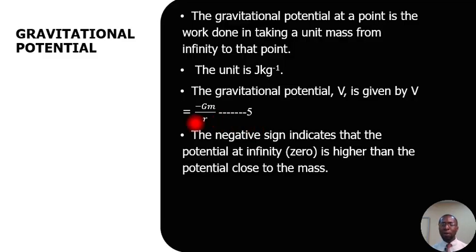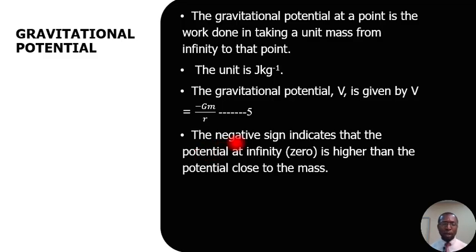Now, the negative sign you are seeing there shows that the potential at infinity is higher than the potential of the object at its new position. So that's what the negative sign represents. So potential at infinity is always higher than the new position.